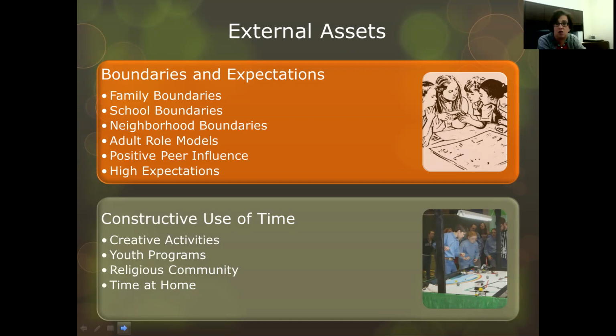And I don't have a problem, if somebody's doing something in our neighborhood that they shouldn't be doing, I will go out and tell them, hey, you need to please stop doing that. Somebody's going to get hurt. Adult role models, parents and other adult role models, model positive and responsible behavior. Positive peer influences, that the young person's best friends model responsible behaviors. And that we have high expectations. Both parents and teachers encourage the young person to do well.